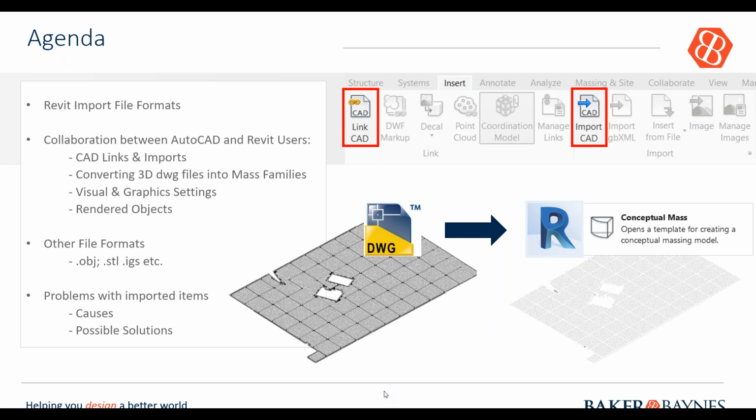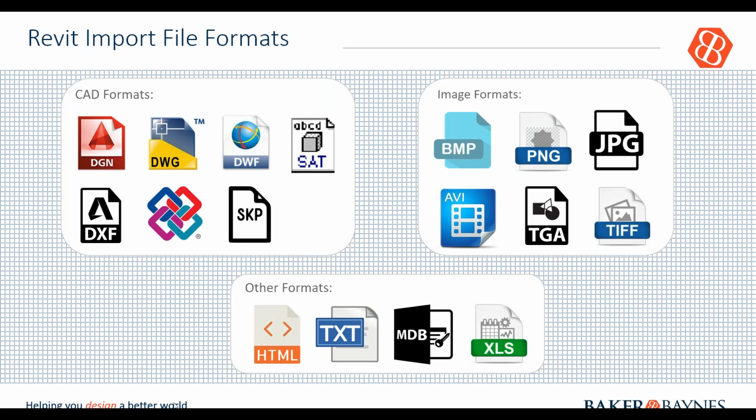And the ones that do go into Revit are not always the best files, and then you may have problems with those items. We're going to look through the causes and maybe possible solutions to look for in the future. All right, so the first thing is, there's a few of the Revit import file formats that we can bring into Revit. I know there's a few others, but those are the major ones that I have up on the screen.